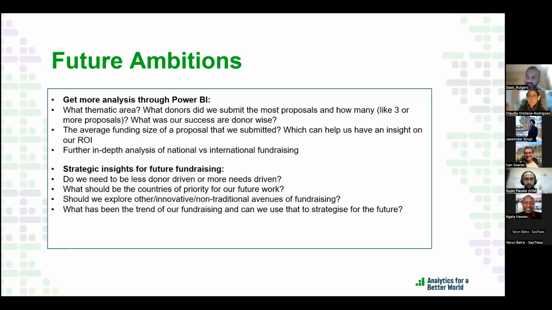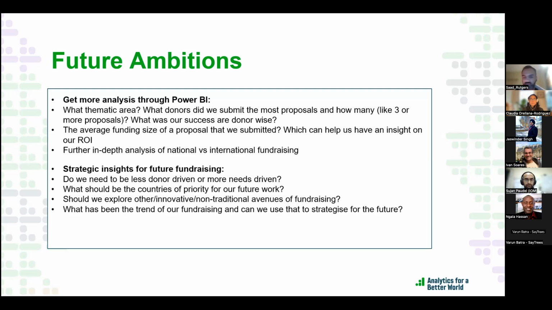So I really want to make that column quantitative and see how I can use it to show what has been the focus of Rutgers in the past few years in terms of thematic area, and what donors we submitted the most proposals to, like is it three or more proposals at least, and what has been our success as well.